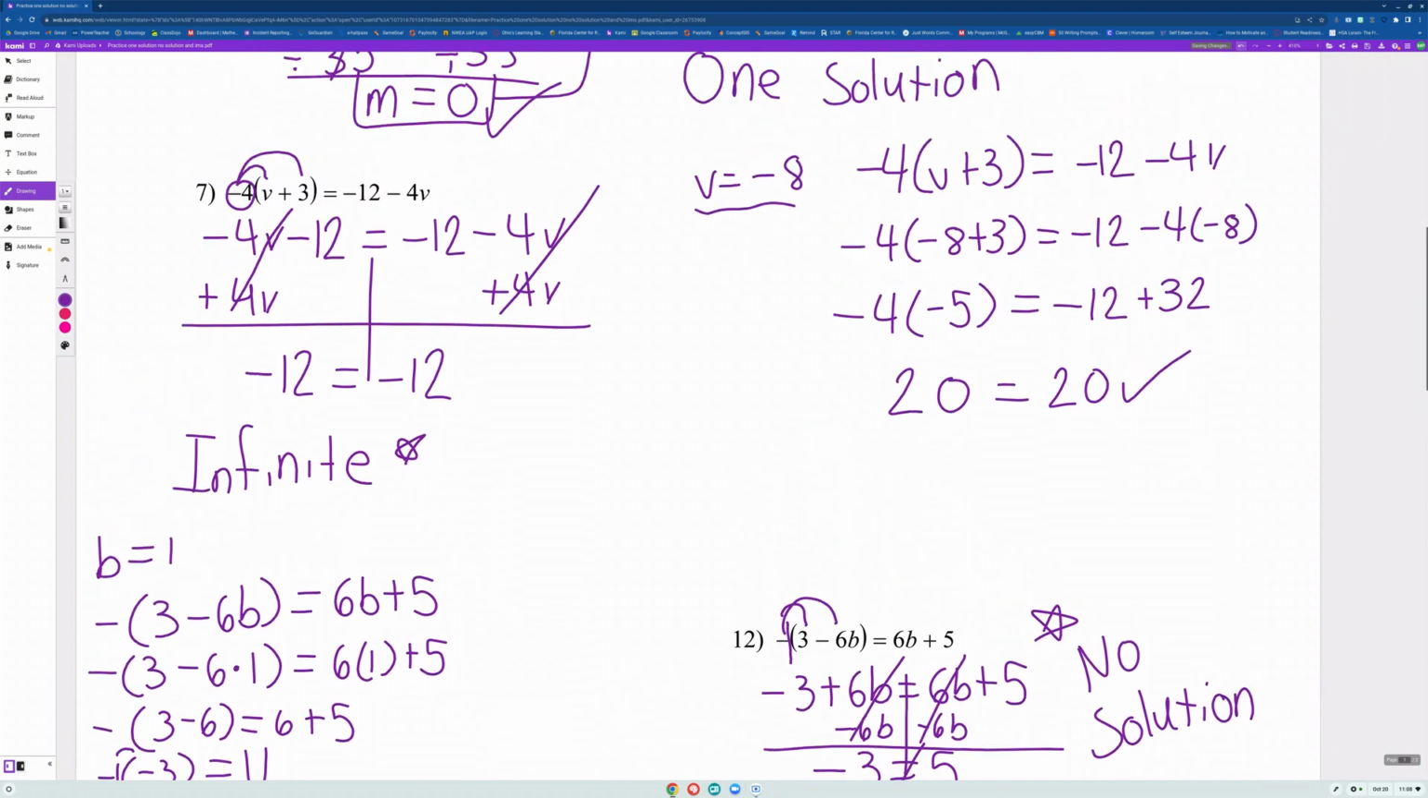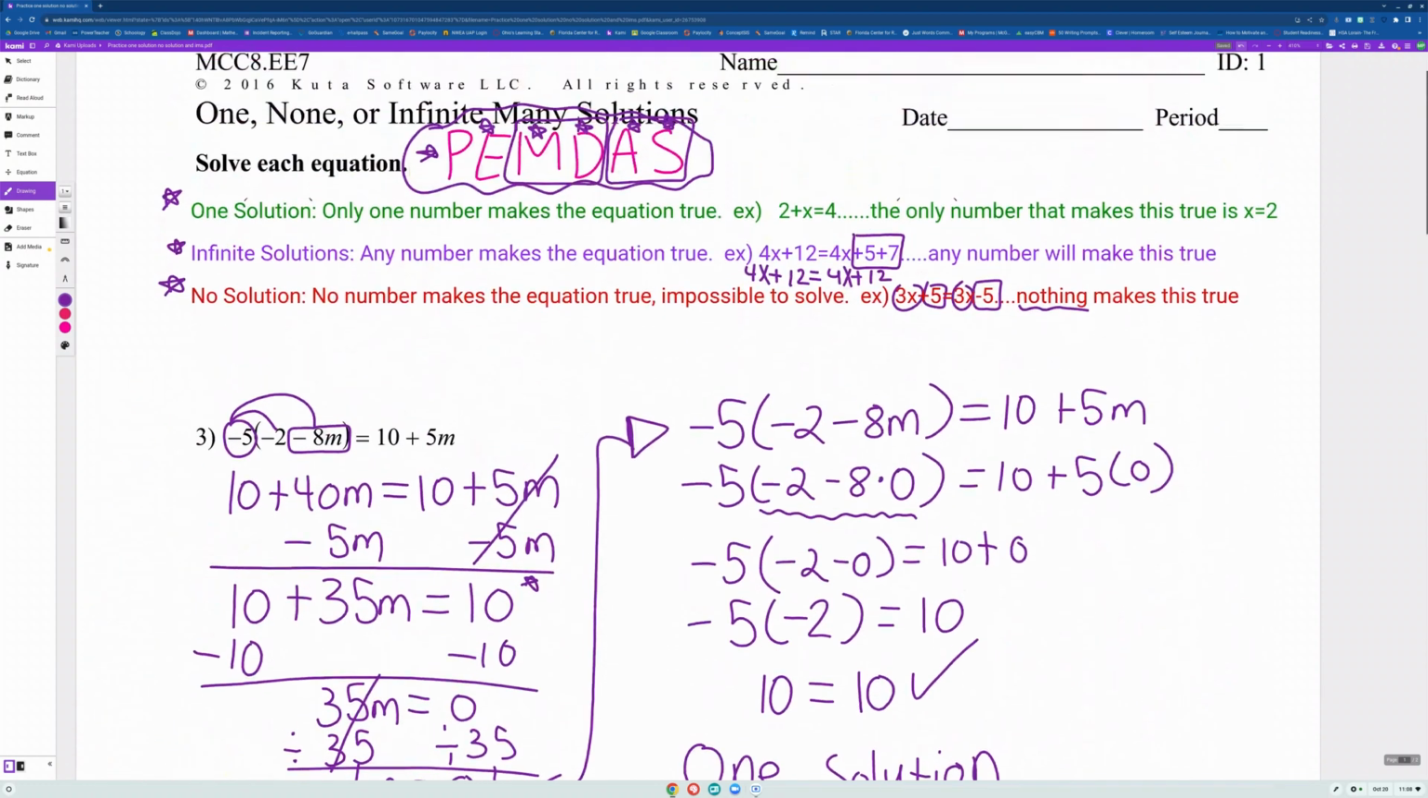So again, while you guys are doing your work, just remember order of operations: parentheses, exponents, multiplication, division, addition, and subtraction. Remembering that multiplication and division are interchangeable, so it's going to depend on which one comes first in your math problem. And then the same with addition and subtraction. That's going to depend on which one comes first within your math problem.